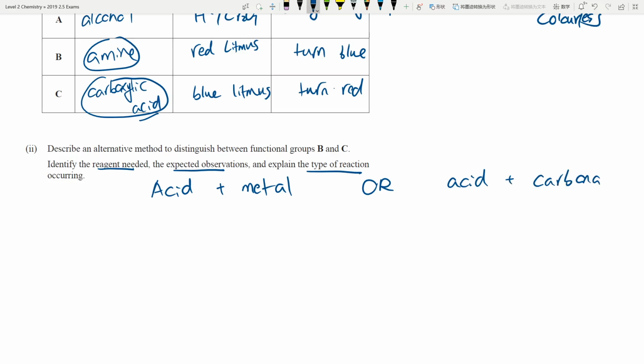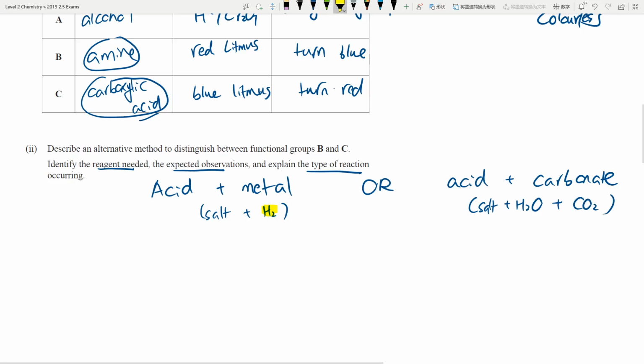Because if you have acid plus metal, you will make salt and hydrogen gas. And how are we going to see hydrogen gas? Bubbles. So that's how we can know which one is the acid. If we do acid plus carbonate, you will make salt, water, and CO2. How do we know this reaction is occurring? Because you make CO2 gas, which is bubbles.